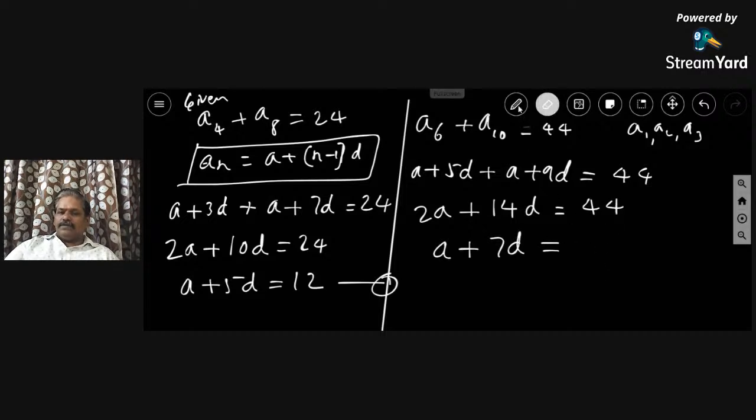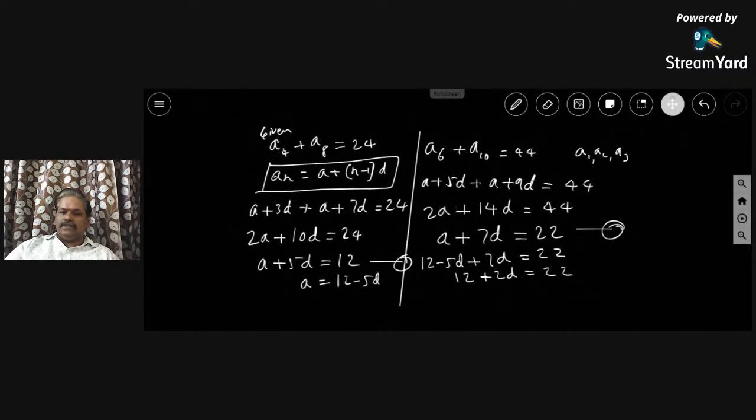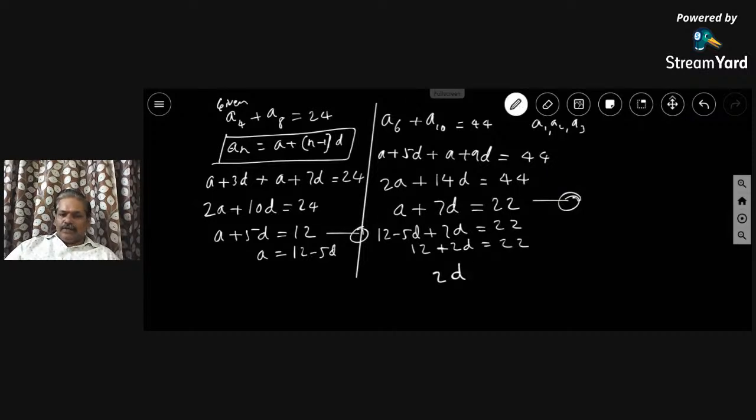A plus 7D equal to 22. This is equation 2. From equation 1, we get A is equal to 12 minus 5D. Substitute this in the second equation. 12 minus 5D plus 7D equal to 22. 12 plus 7D minus 5D, that is 2D, equal to 22. 2D equal to 22 minus 12. 2D equal to 10. D equal to 5.